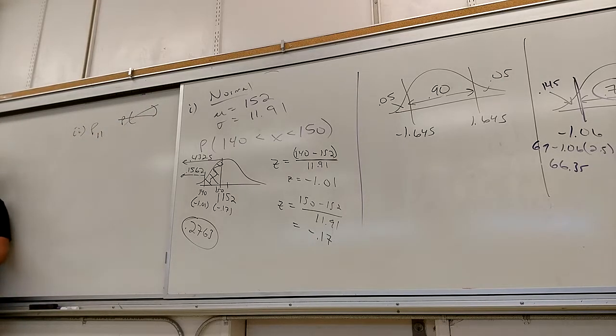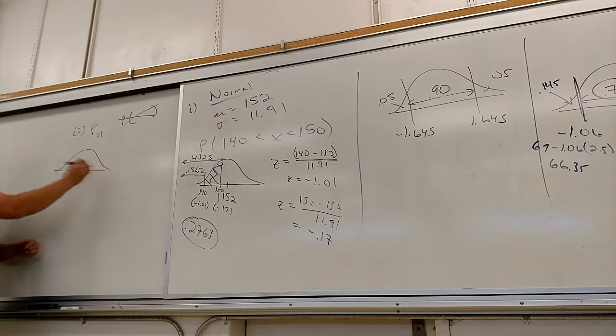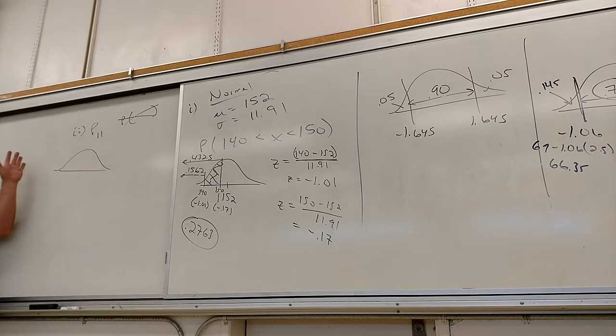What does that look like in the normal distribution? What does it look like here? Where would P11 be? It'd be down here. It only has how much below it? 11%. Right? So what z-score am I talking about then?